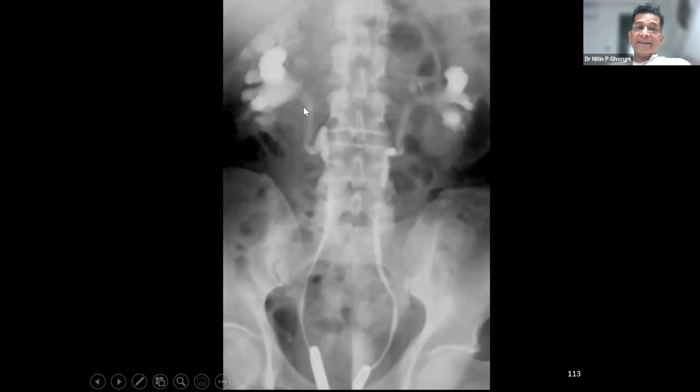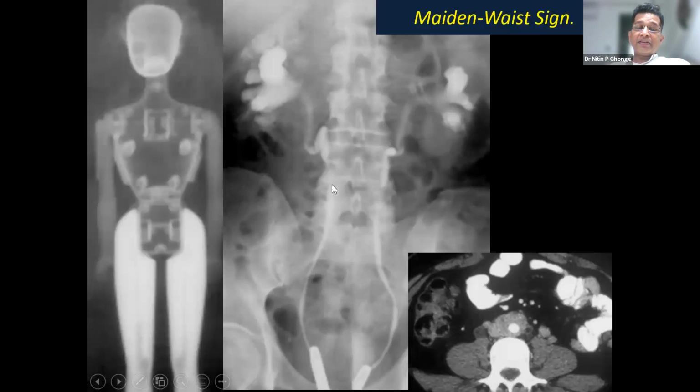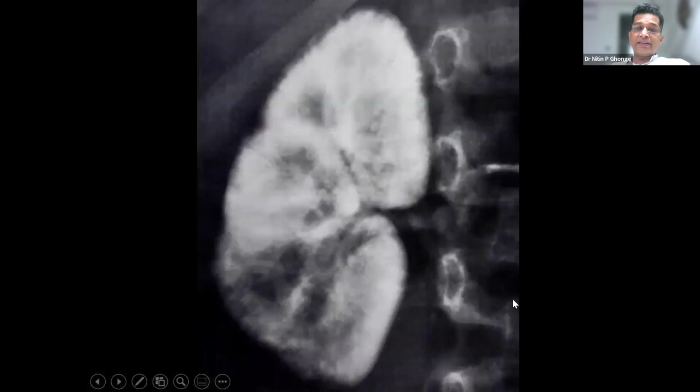This is an example of IVP where we can see again the medialization of the ureter on both sides because of the median waist appearance, because of the retroperitoneal fibrosis and the encased ureter on both sides.